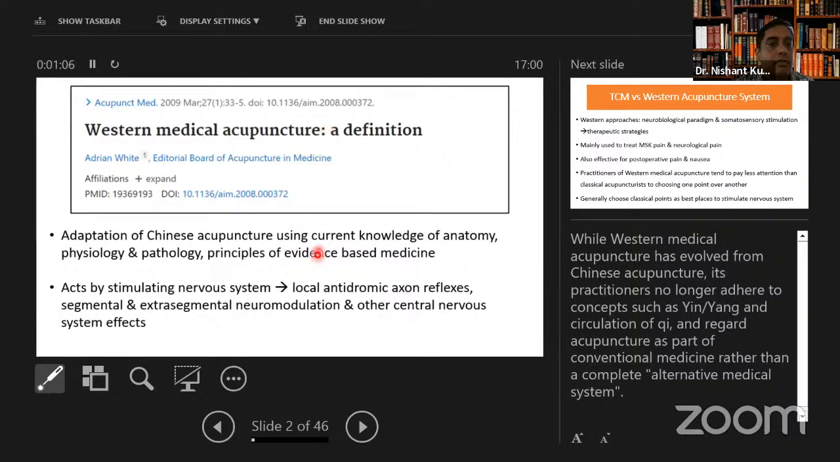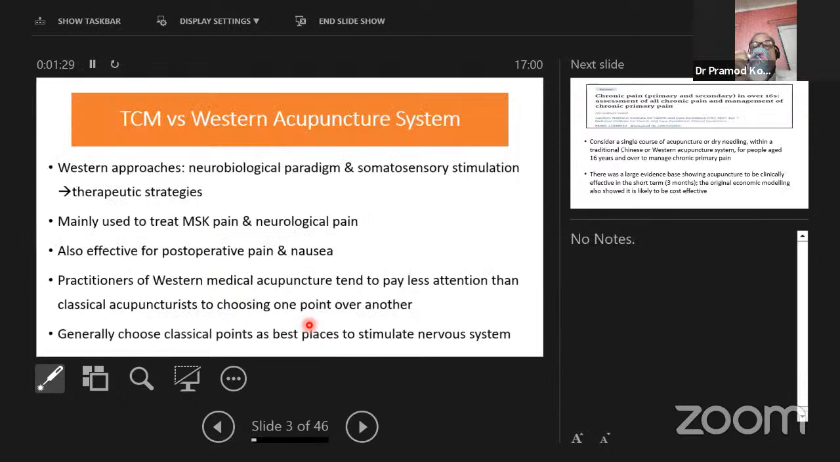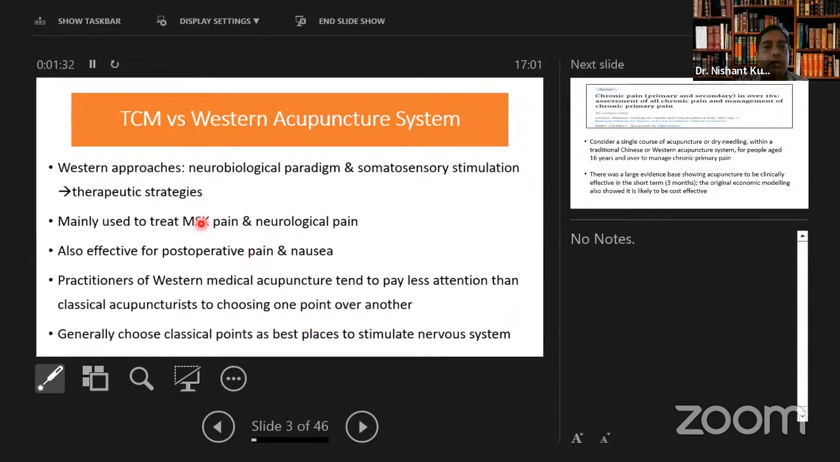You know that acupuncture works by stimulating the nervous system, either through local antidromic axon reflexes, or some neuromodulation, or gate control theory, or release of neural mediators, and some central nervous system effects. So in Western medical acupuncture, basically it is a neurobiological paradigm and somatosensory stimulation. That is the basis of the therapeutic strategies that we will try to accommodate for treatment of our conditions.